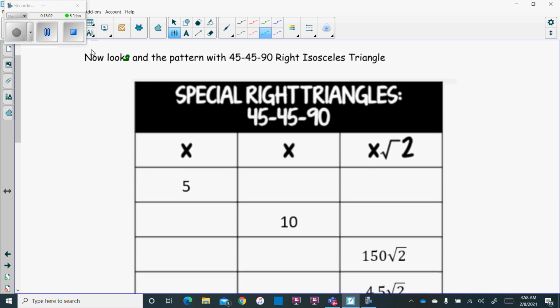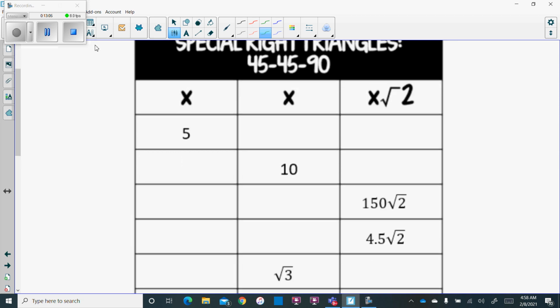Okay, so a couple things. This X represents the leg, and I'm going to abbreviate hypotenuse with H, okay, hypotenuse. So that means what they're doing is whatever the leg is, they're putting it in front of the square root of 2. So right off the bat, if I know this leg is 5, then this is 5. Hopefully we know we just do 5 root 2, okay?